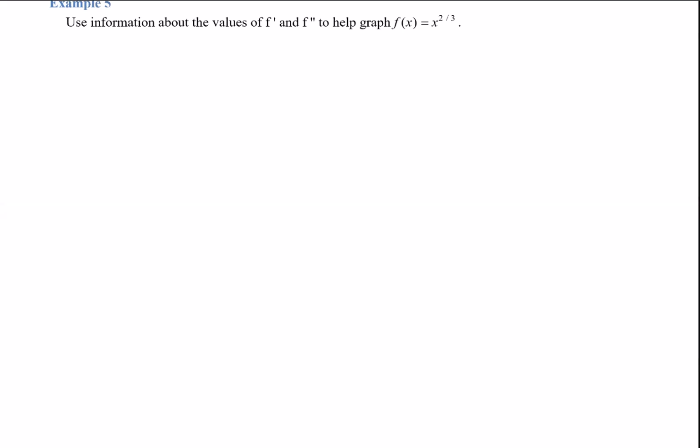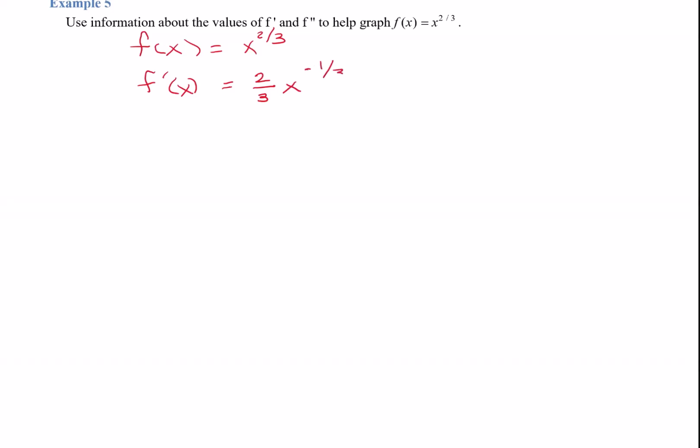Example 5. Use information about the values of f prime and f double prime, so the first derivative and the second derivative, to help us graph this function. So let's just take our derivative. Our original function is f of x equals x to the 2/3. Our first derivative is 2/3 x to the 2/3 minus 1, which is minus 1/3.